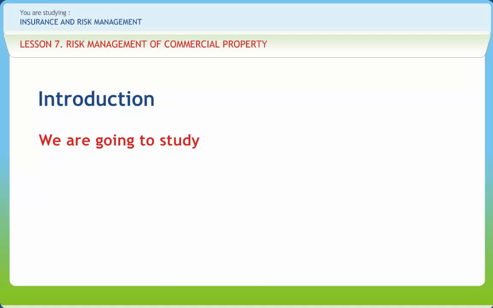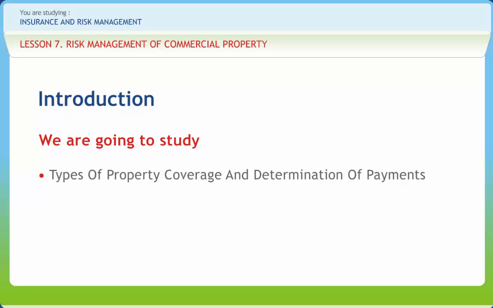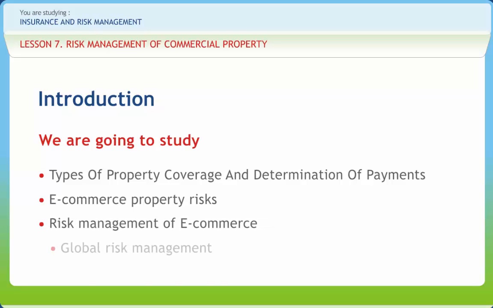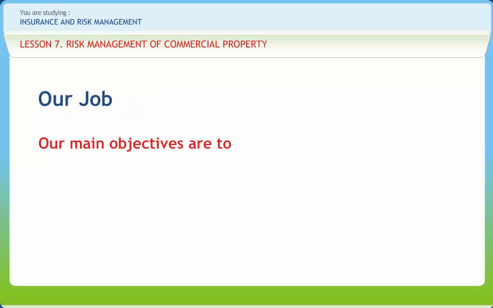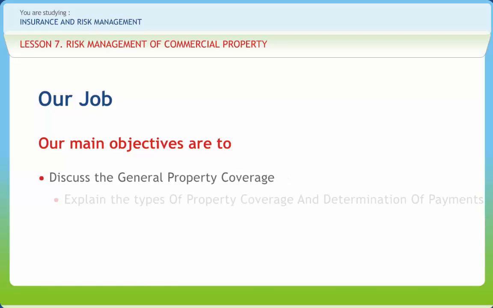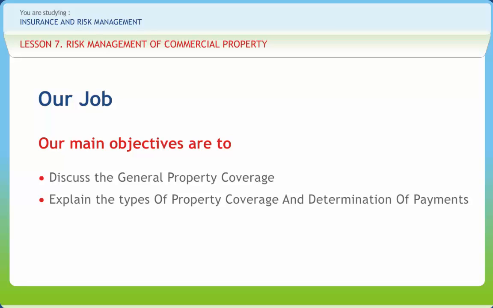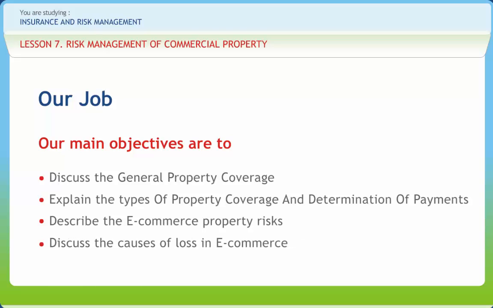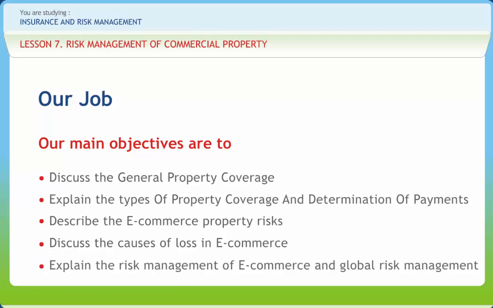In this lesson, we will study types of property coverage and determination of payments, e-commerce property risk, risk management of e-commerce, and global risk management. After going through this presentation, you should be able to discuss the general property coverage, explain the types of property coverage and determination of payments, describe the e-commerce property risk, discuss the causes of loss in e-commerce, and explain the risk management of e-commerce and global risk management.